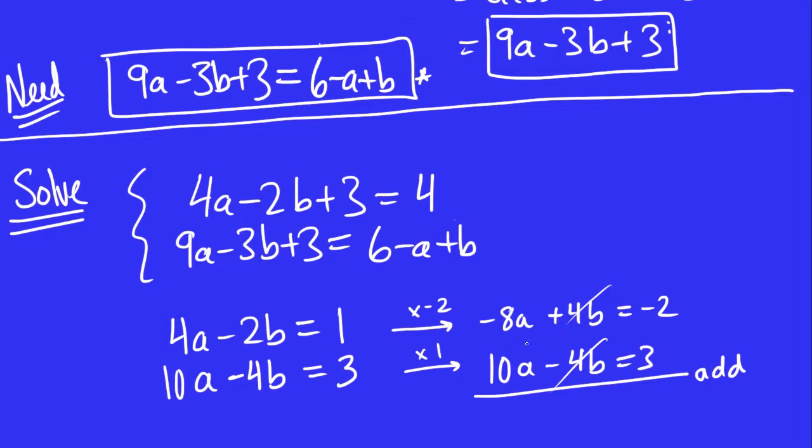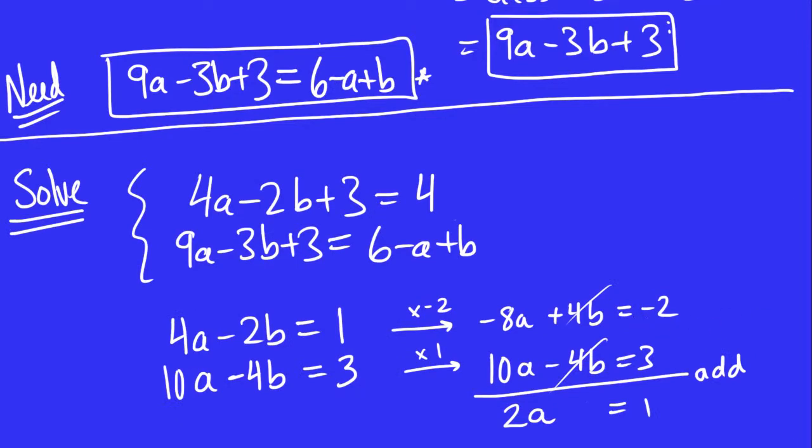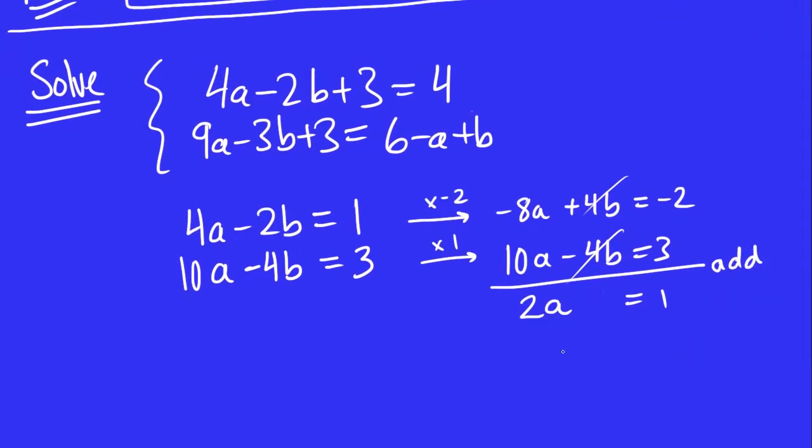What is negative 8a plus 10a? That's 2a, right? And this is like 0, so I don't even have to write it. And 3 plus negative 2 is 1. And so 2a is equal to 1. So that means that a is a half. We've just found a. So a is a half.